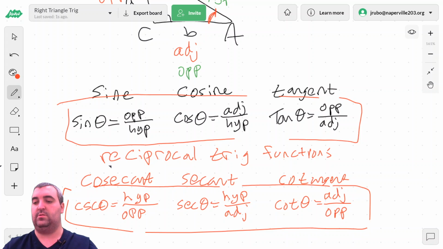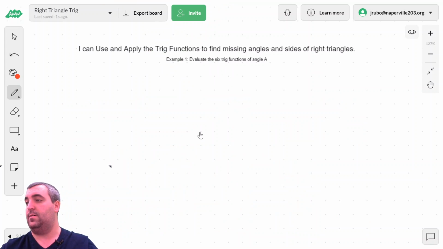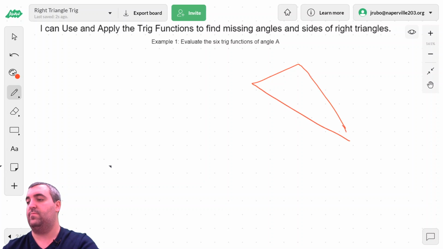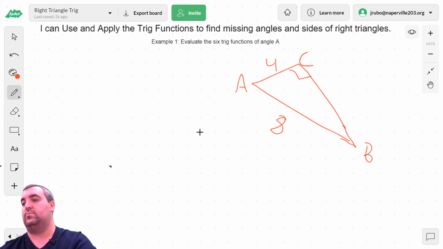So let's do some examples here. Example 1: we're going to evaluate the 6 trig functions of angle A. You'll be given some triangle, and we'll always do a right triangle in this class. You'll be given 2 of the sides, and we're saying angle A is this guy right here. We need to find all 6 trig functions, which means we need all 3 sides, with respect to A.